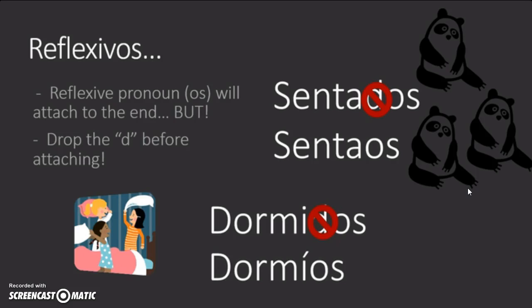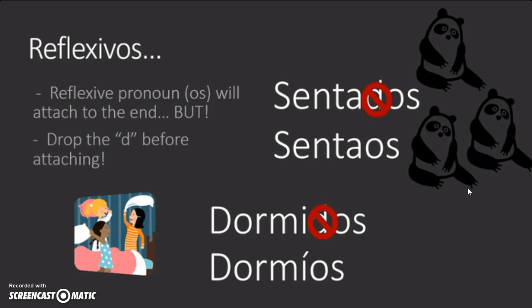Now, I've got kind of a hack here to help you keep this straight for reflexives. Basically, for reflexives, here's the rule you can learn. First of all, learn the rules that are there. Add the os, but drop the D. And then as far as accent marks are concerned, don't worry about AR and ER verbs, but IR verbs will need that accent mark. So if you want to put that in your notes: accent, IR, reflexives, after dropping the D. That would be helpful.